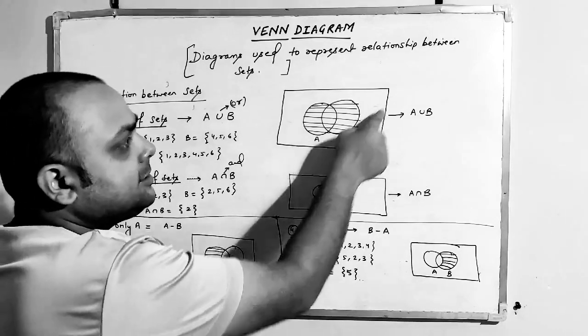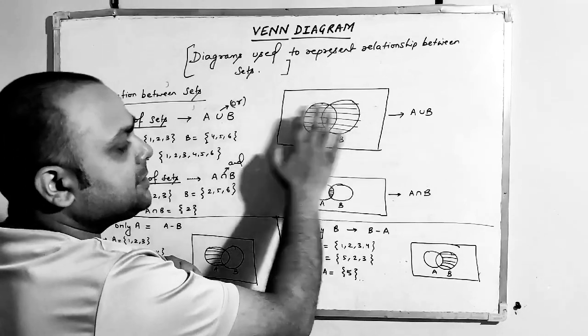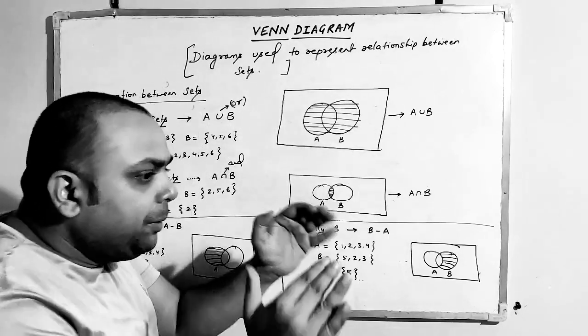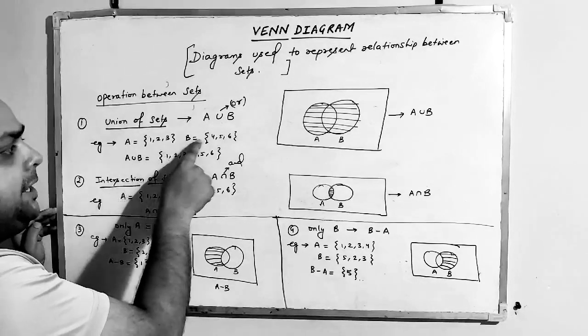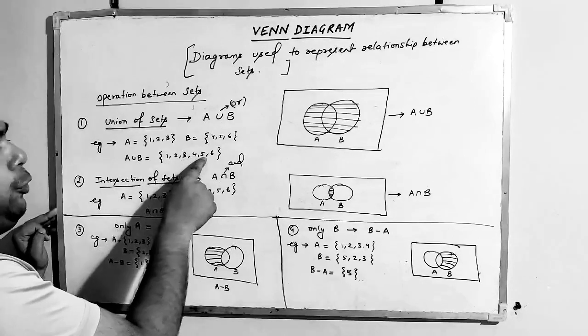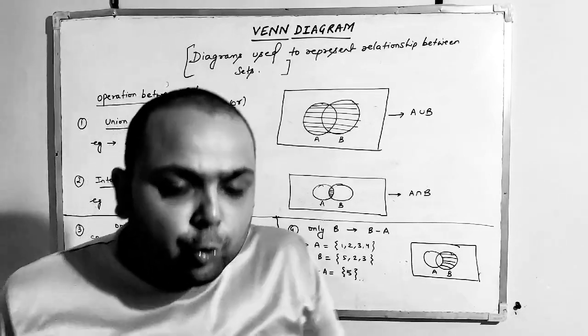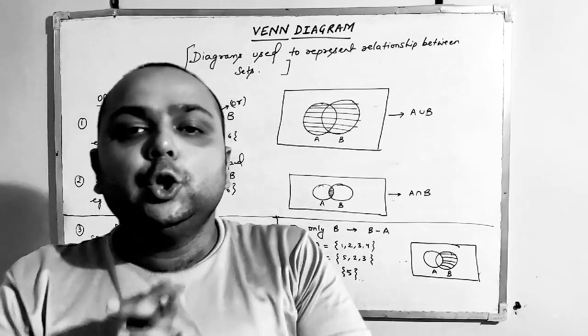Like we have two sets. This is a universal set in which we have two sets. The union represents the whole accumulation of sets together. That is, if A is 1 2 3, B is 4 5 6, A union B is 1 2 3 4 5 and 6. Accumulation of all the elements of two sets is called the union.